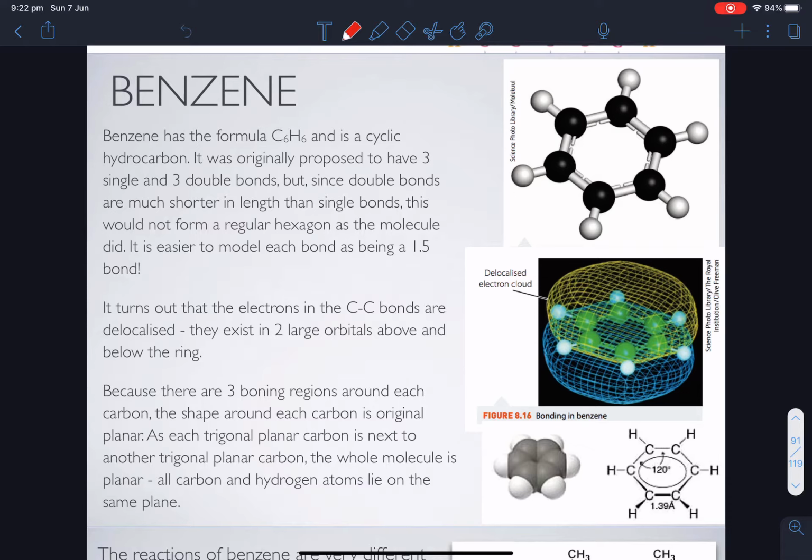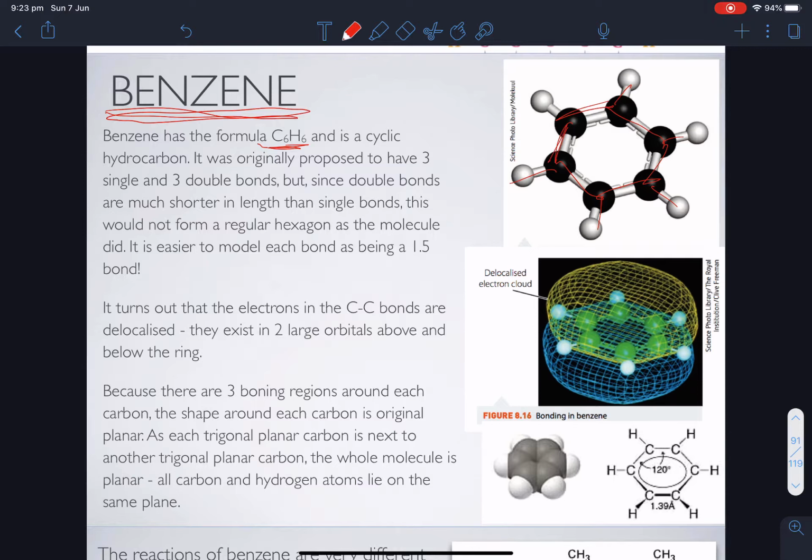Okay, so let's talk about this molecule that we call benzene. It's a bit slightly different to everything we've been talking about, but not too different. Benzene was discovered to have the formula of C6H6. It's a cyclic hydrocarbon as well. So it is a cycle of 6 carbons, and off each carbon is a hydrogen there.